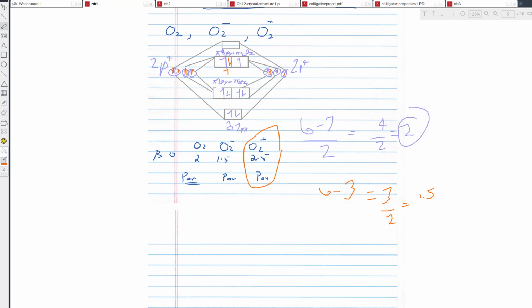Yes, this is going to be more stable, then comes 2, then comes 1.5. And it makes sense. Why? Because you have one less electron, which will decrease the electron-electron repulsion. In this case, you have an extra electron, so more electron repulsion, making it less stable. It's the least stable of them. Is it clear?